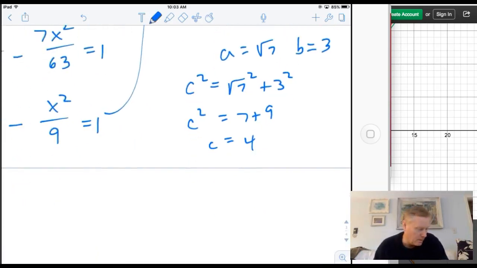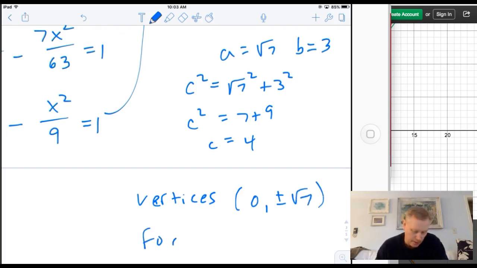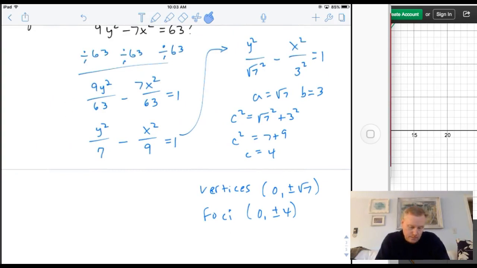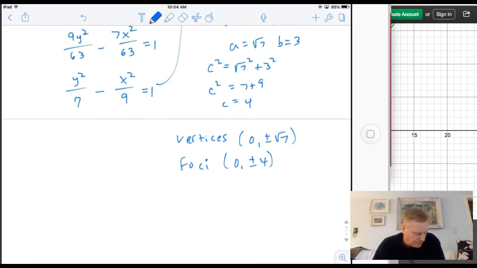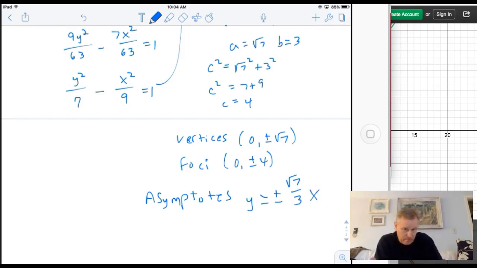Okay, so let me write down what I got. I can tell you the vertices are 0 plus or minus the square root of 7, and the foci are 0 plus or minus 4. Okay. I can also tell you that the asymptotes are y equals plus or minus the square root of 7 over 3 x, which means the slope, both asymptotes will be, square root of 7 over 3 or negative square root of 7 over 3.